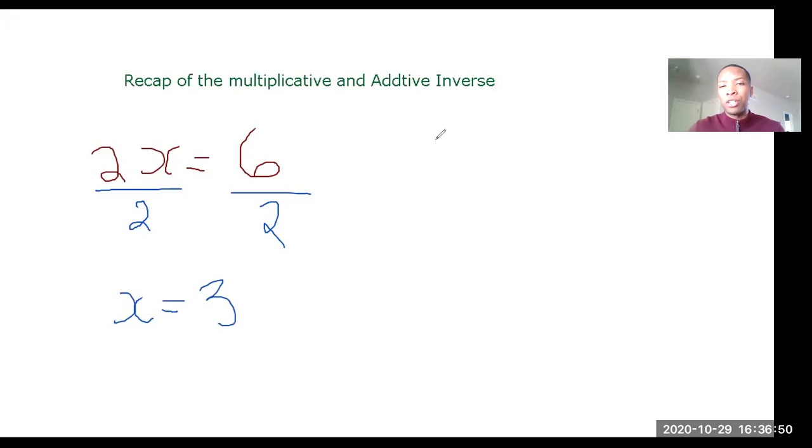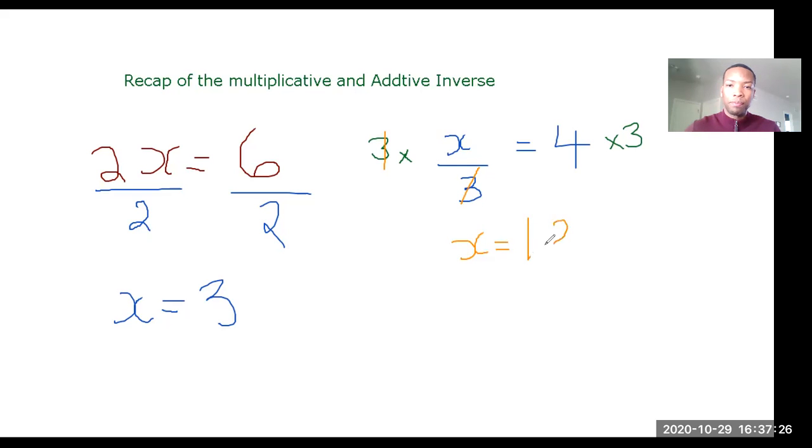If we have another question like x over 3 is equal to, let's say, 4. If I'm doing the multiplicative inverse, I do the opposite, right? So x over 3, since it's dividing, I have to multiply by 3. And whatever you do on one side, you've got to do on the other side. So then x, those cancel out. We know the multiplicative inverse is always equal to 1. So x is equal to 12.